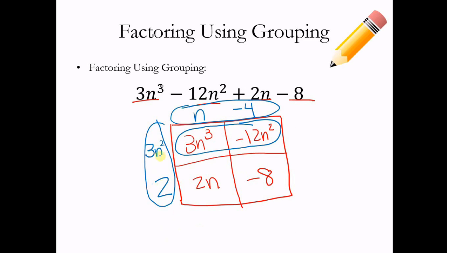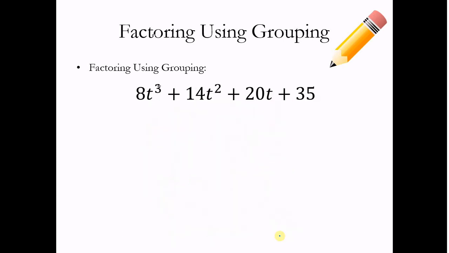So now I'm going to rewrite my outside. I'm going to write the top first, n minus 4, parentheses, 3n squared plus 2. That is my final answer. After I rewrite and figure out my outsides, I need to write them in parentheses. So let's try this again.